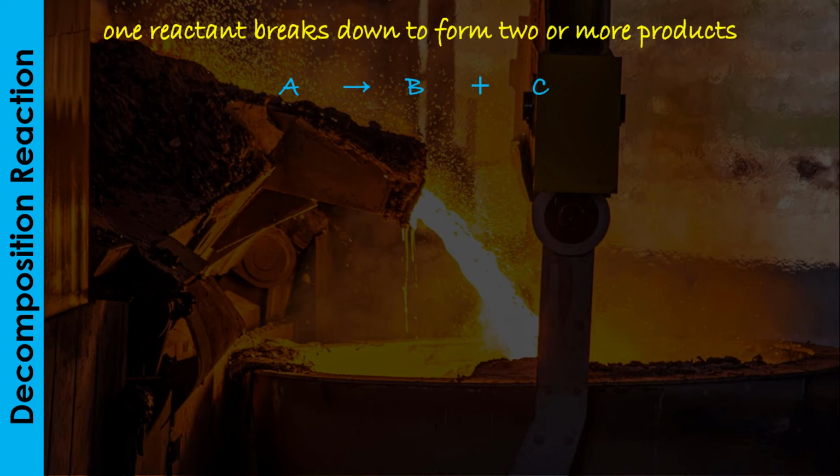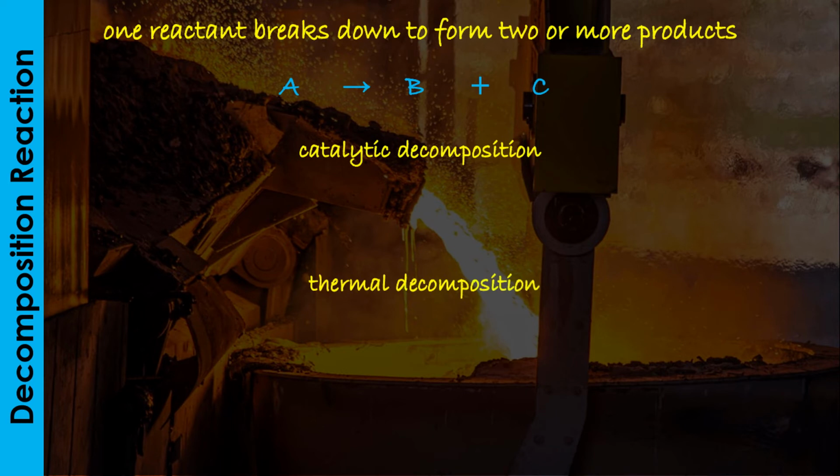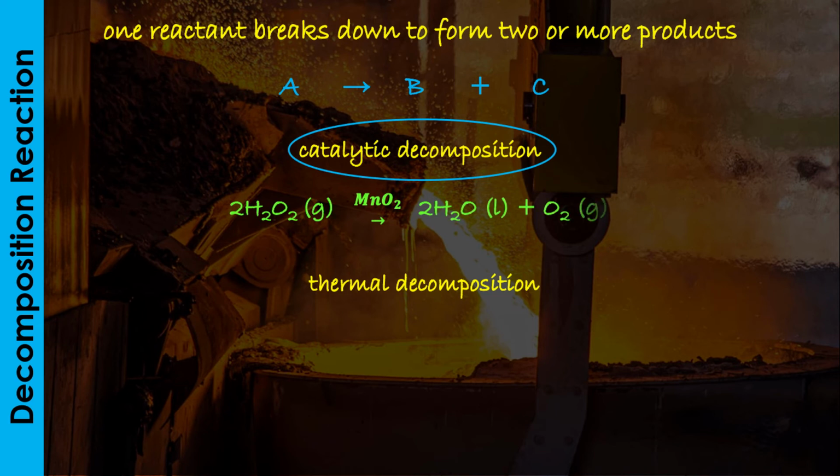The decomposition reaction can be catalytic or thermal. When the change occurs in the presence of a catalyst, it is called a catalytic decomposition. For instance, the decomposition of hydrogen peroxide to form water and oxygen gas in the presence of manganese 4 oxide. The manganese 4 oxide acts as a catalyst in the reaction.